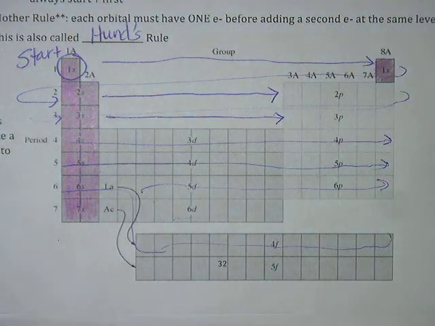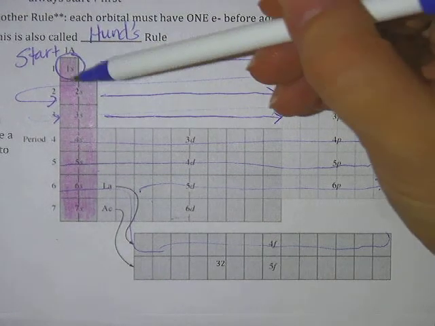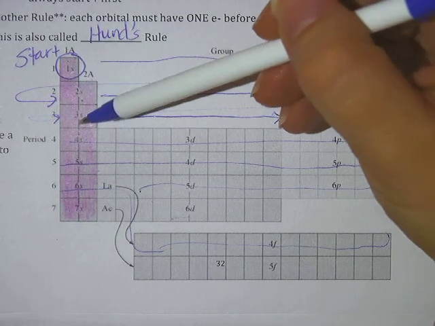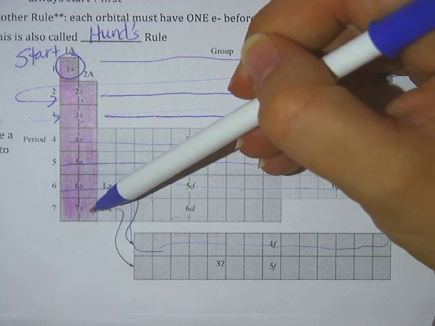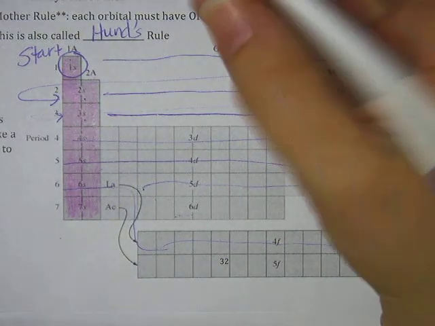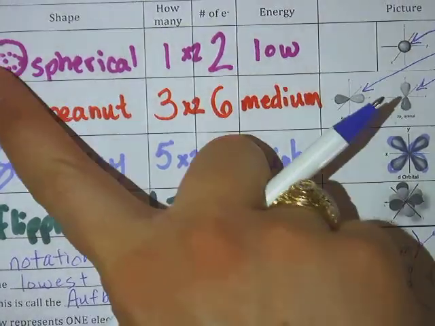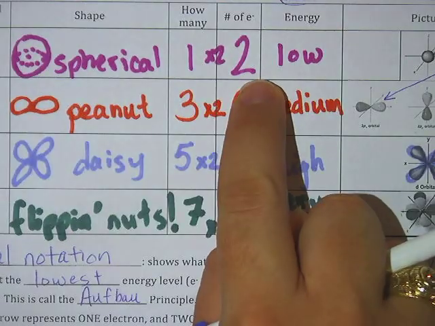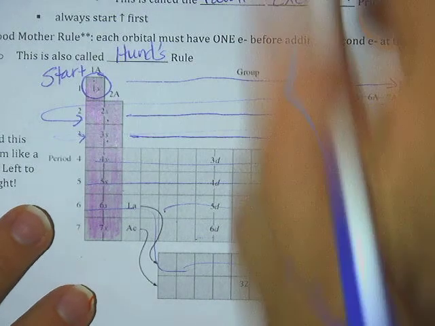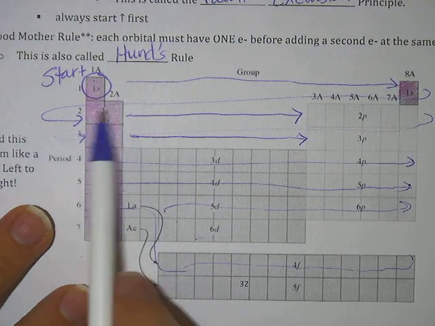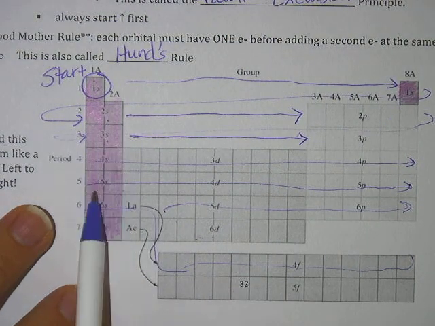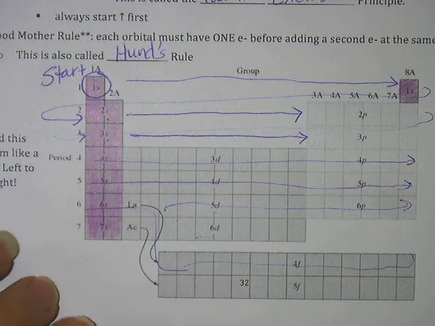Notice that for every S level, there's 1S, 2S, 3S, 4S, 5S, 6S, 7S. For every S level, there are 2 elements, and that's showing that for every S, there are 2 electrons as well. So like 1, 2, 1, 2, 1, 2, 1, 2, 1, 2, and so on.